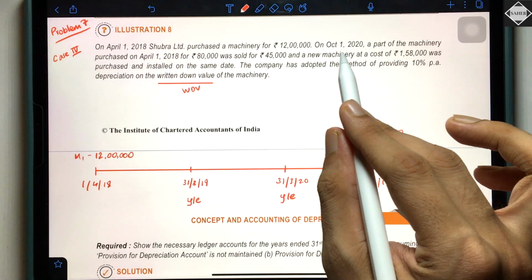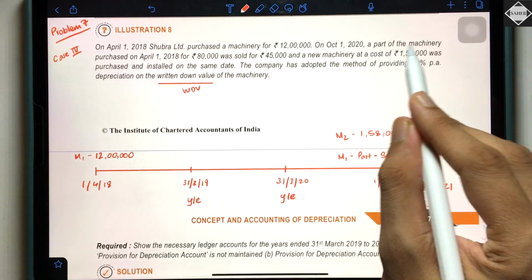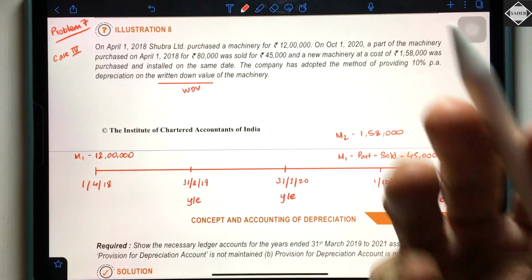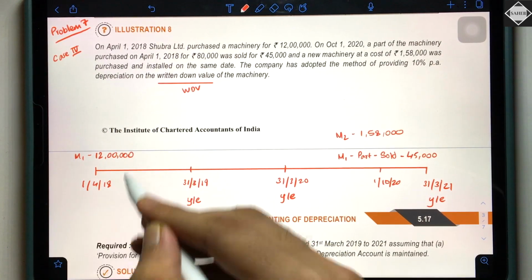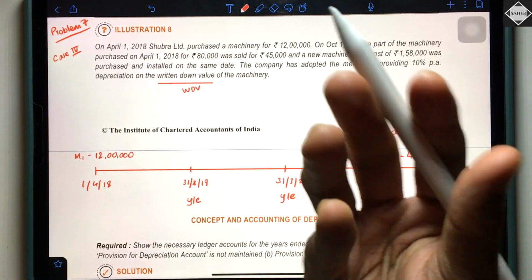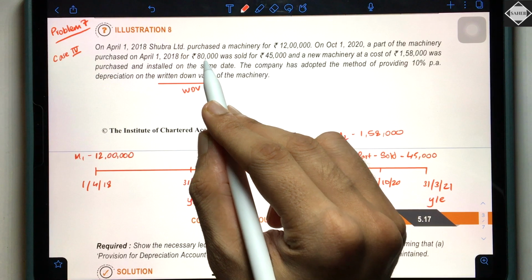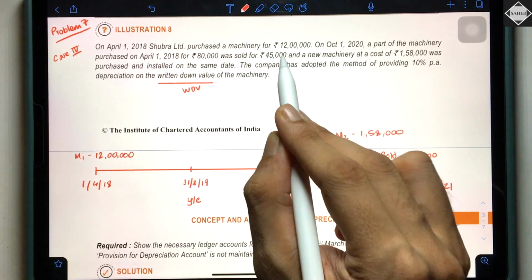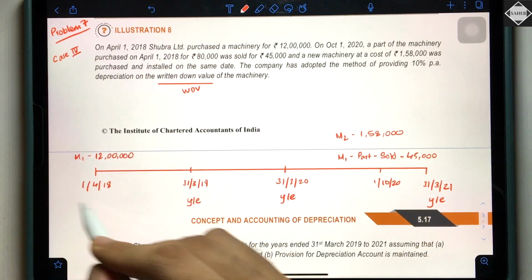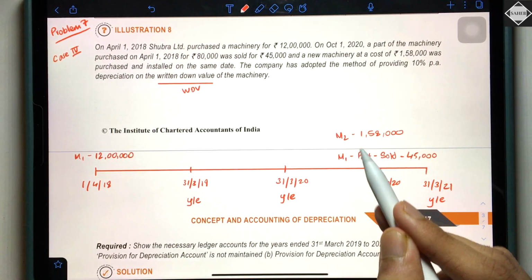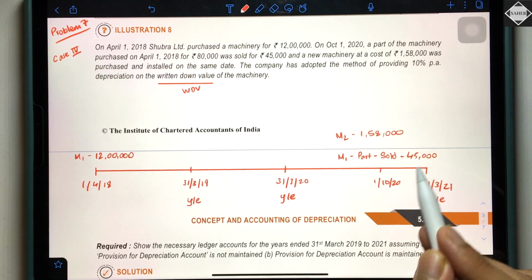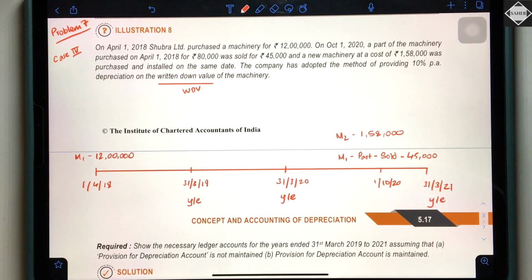On October 1st, 2020, a part of the machinery purchased on 1st April 2018, the cost of that part being 80,000, was sold for 45,000. So a part of 80,000 has been sold on 1st October 2020 for 45,000. So you have to properly plot this on the timeline. So how will you do that?